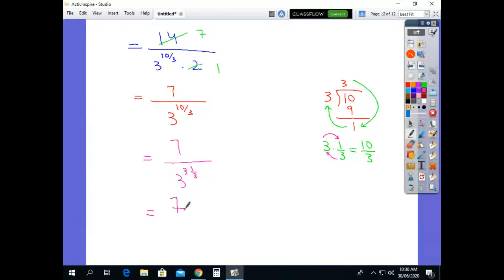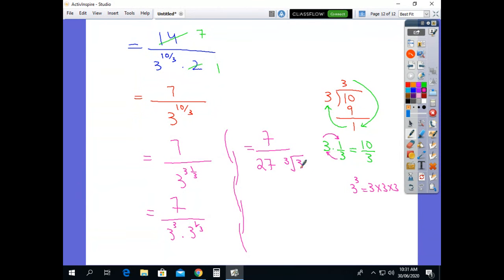Now after more simplification, we get 3 raised to power 3 and 3 raised to power 1 by 3. We separate out the exponent power. Now we have 7 over 27, because 3 multiplied by 3 multiplied by 3 becomes 27. That is, 3 raised to power 3 is equal to 27. And what is the radical form of 3 raised to power 1 by 3? The radical form is the cube root of 3, which is our required answer.